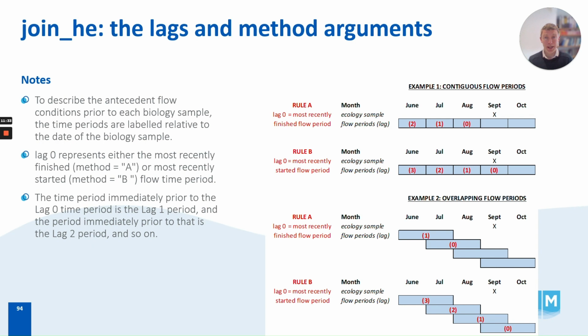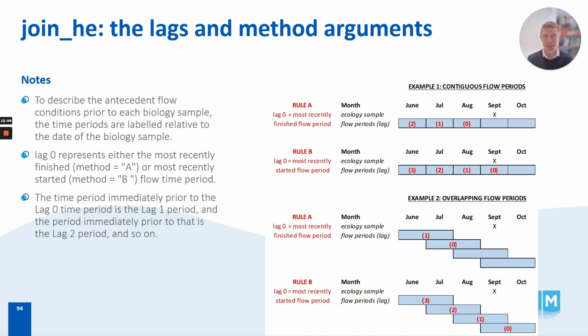Again, we talked about the use of this function in the first workshop, but just to recap, the join AG function allows us to join the data in such a way that we can describe the antecedent flow conditions prior to each biology sample. To do that, the sequence of flow statistics for the sequence of moving windows are numbered. So those time periods or windows are labelled relative to the date of each biology sample.